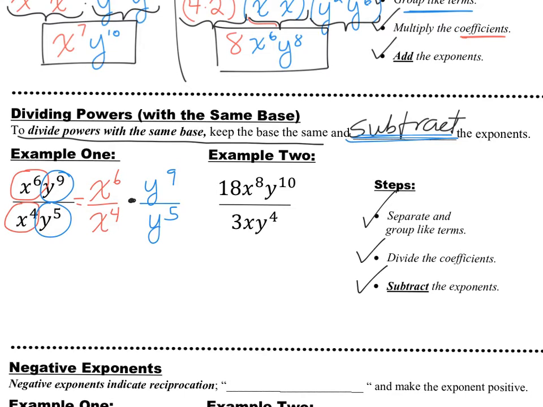So if I subtract 6 and 4, I get 2. And when I subtract 9 and 5, I get 4. So this is our final answer.